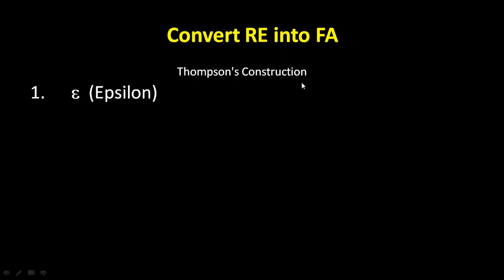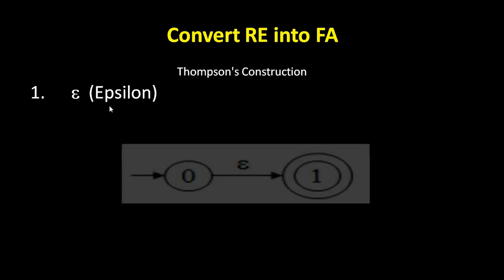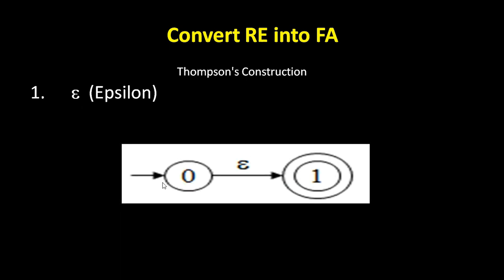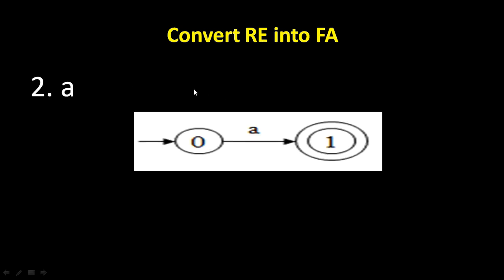It is done by Thompson construction. So the first example is epsilon. Epsilon means no symbols. It can be drawn like this. So this is the starting state, 0 state, and this is the ending state. The second example is A, that is a single character. In a transition diagram, it looks like this. We can start from the 0 state and end at the first state by the label A.